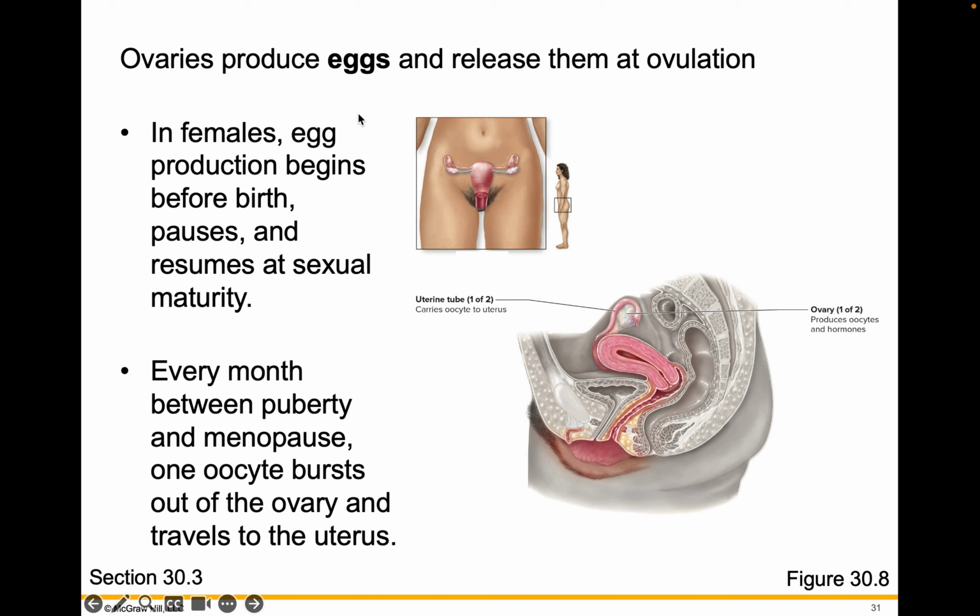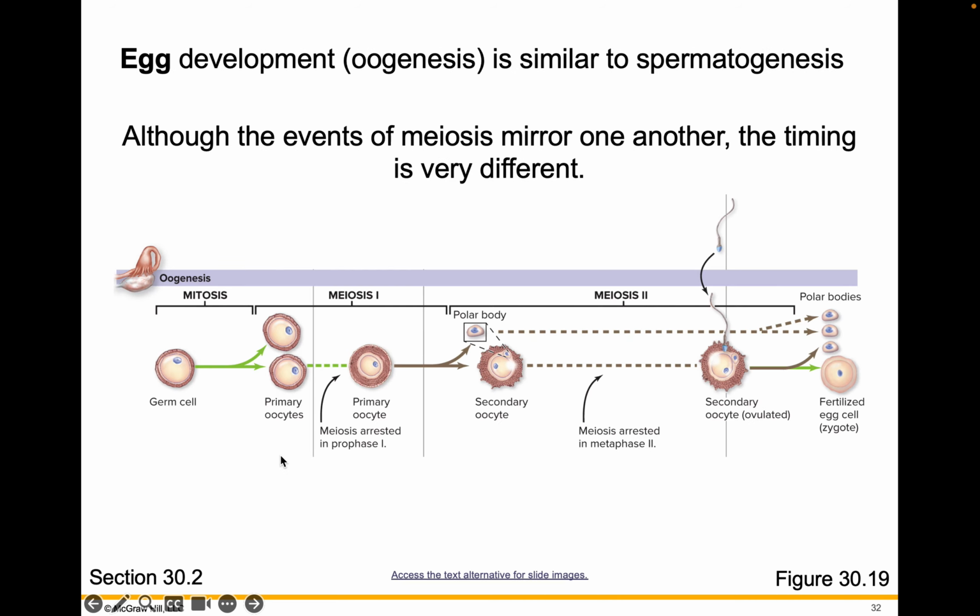Ovaries produce eggs and release them at ovulation. In females, egg production begins before birth, pauses, and resumes at sexual maturity. Every month between puberty and menopause, one oocyte bursts out of the ovary and travels to the uterus. Egg development, or oogenesis, is similar to spermatogenesis. Although the events of meiosis mirror one another, the timing is very different.